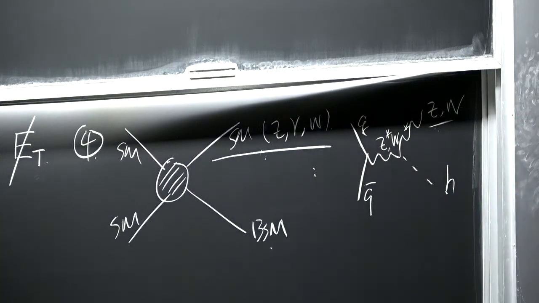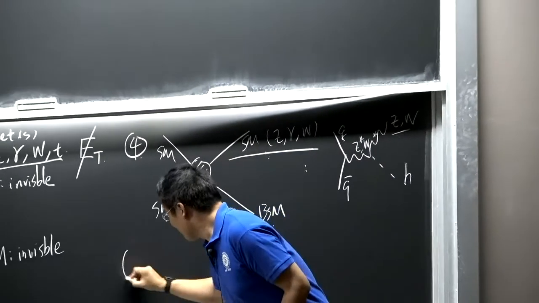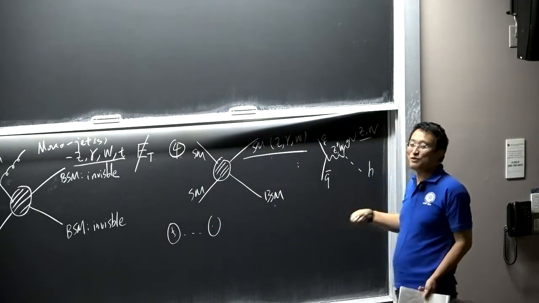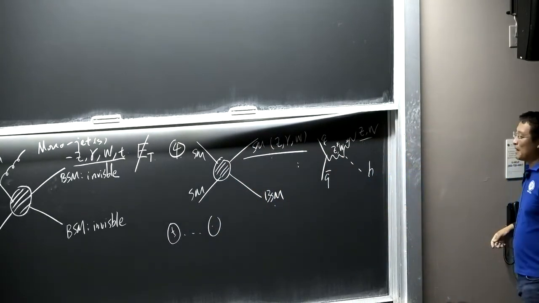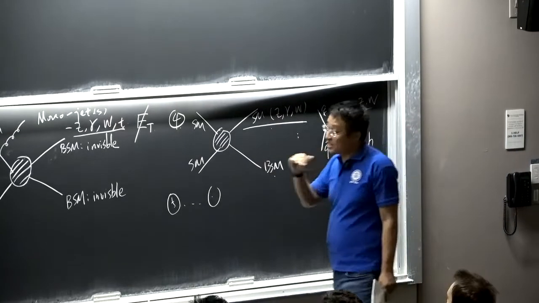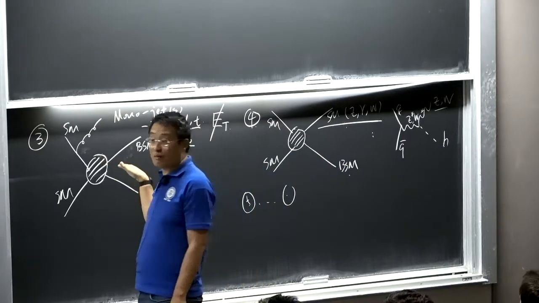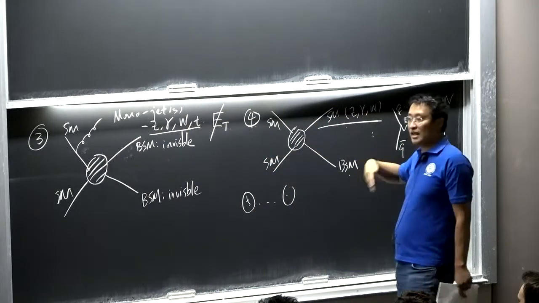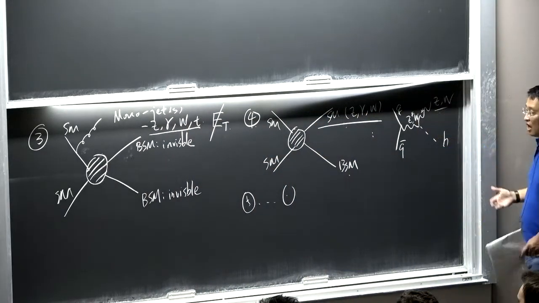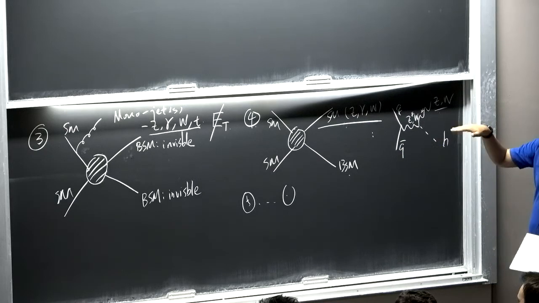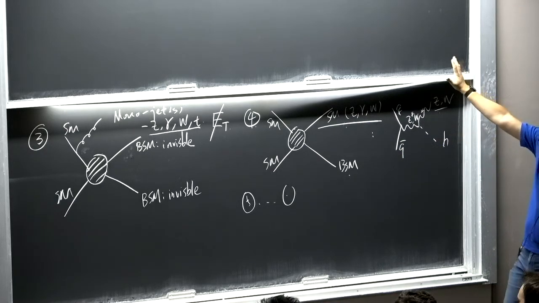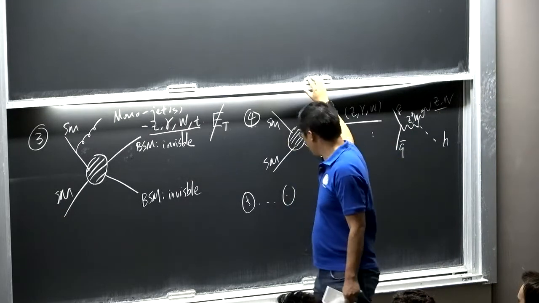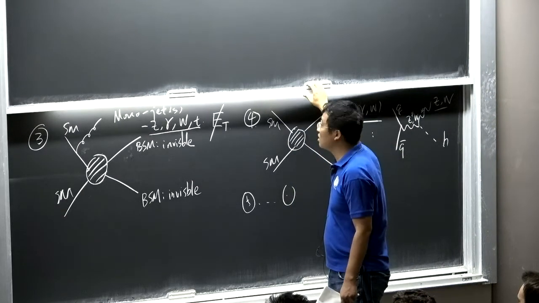There are many, like 5, 6, 7, different ways to produce particles. But I think our key here is to understand the basic topologies and their properties. For more complex BSM topologies, we can use what we learned from here to derive how we deal with them. Okay, so good.